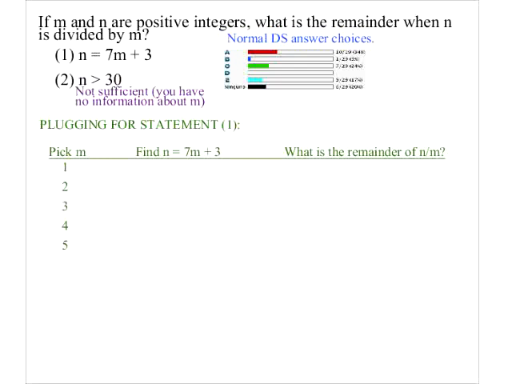All right, well, if m is 1, then n is 7 plus 3. And the remainder when you divide 10 by 1 is 0, because 1 goes right into 10. If m is 2, then 7m plus 3 is 14 plus 3. That's 17. This is 17 divided by 2. That gives a remainder of 1. Looks like insufficient.